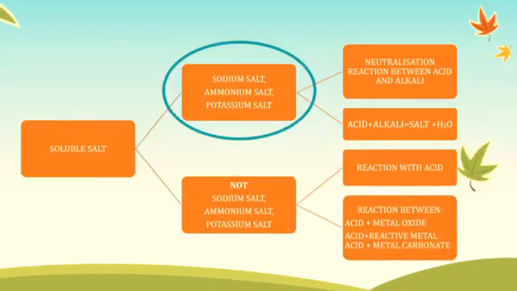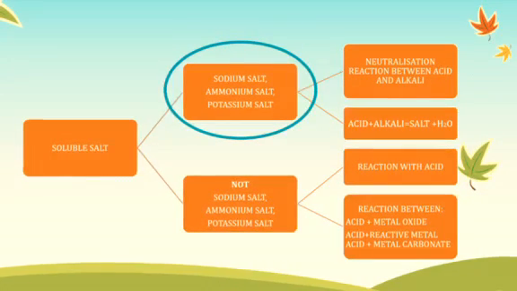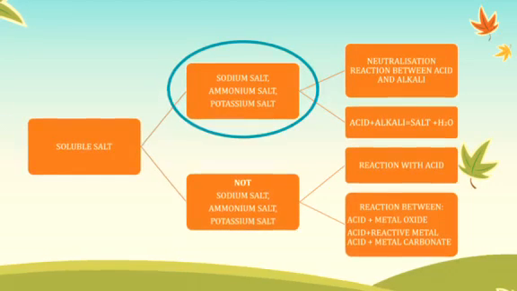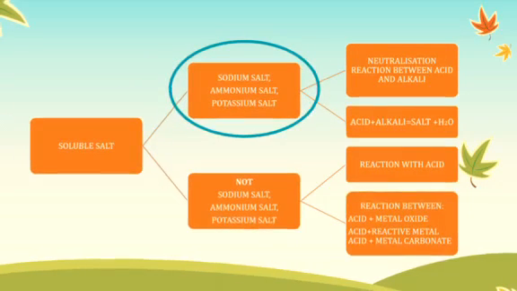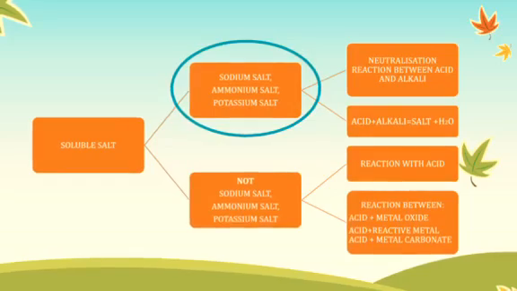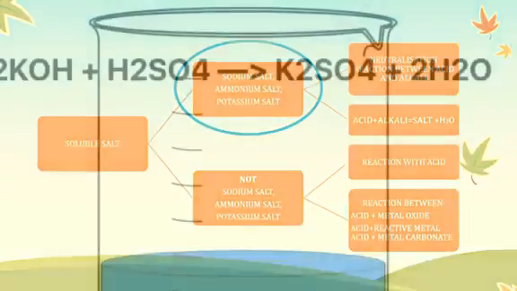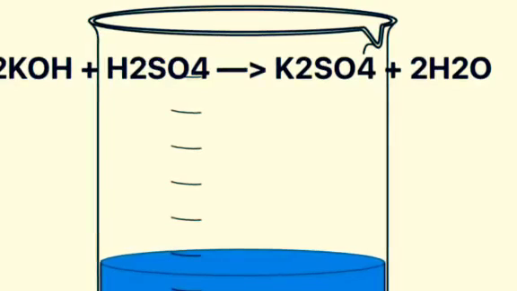The neutralization reaction is between acid and alkali. This is the only reaction that we can use to prepare the salts of sodium, ammonium, and potassium. Let's say we would like to prepare potassium sulfate, so we use excess sulfuric acid. Thus, in the solution, we also have sulfuric acid.